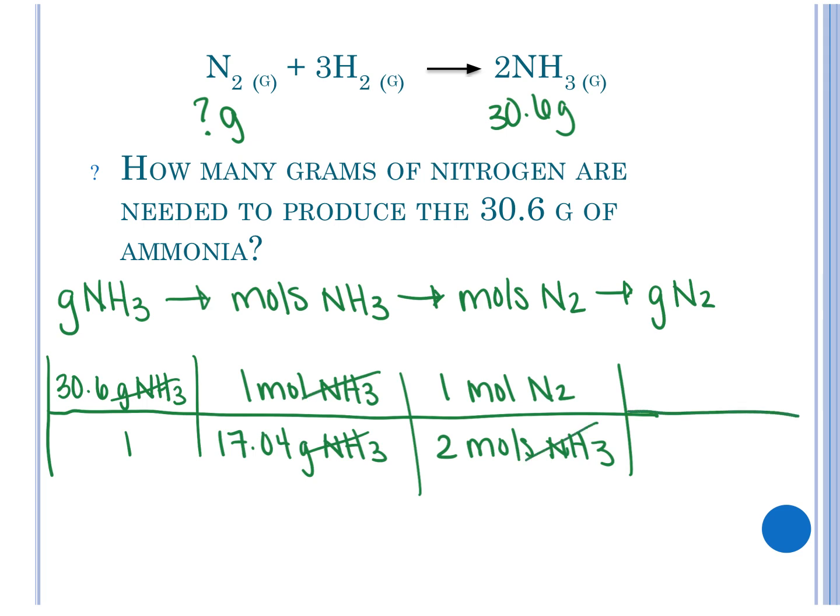And then finally we have to get from moles of nitrogen to grams of nitrogen. What do you use to go from moles to grams? Molar mass. What's special about nitrogen's formula? It's diatomic. Do you see how it's N2? So what do you have to do to its molar mass? Double it. So what's the molar mass of nitrogen? 28.02.